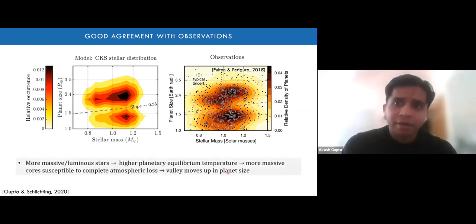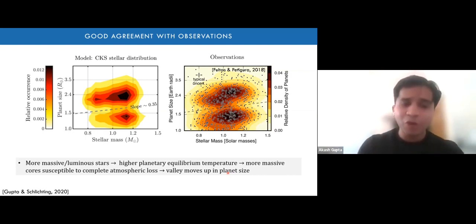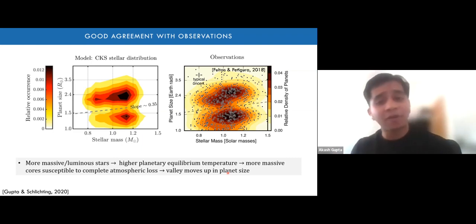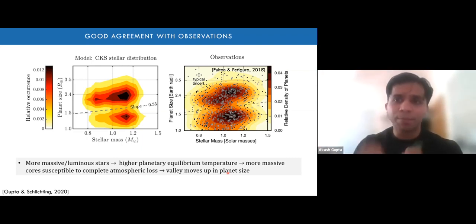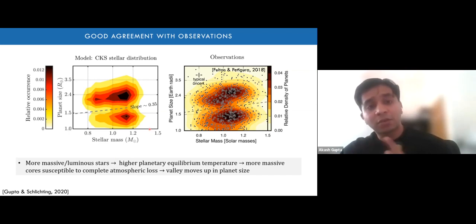So what is happening here in a nutshell is that more massive and more luminous stars have planets at higher planetary equilibrium temperature. And so even more massive cores are susceptible to complete atmosphere loss around them. And that is why, as you go towards a more massive star, the radius valley goes up in planet size.